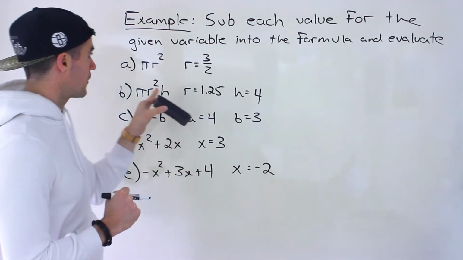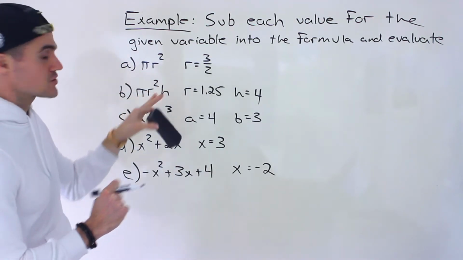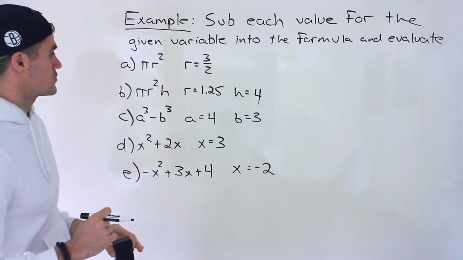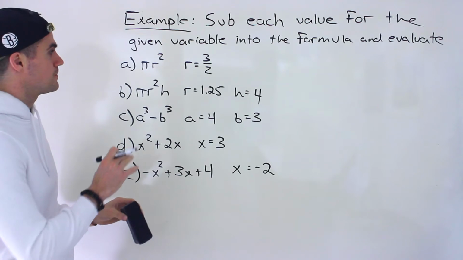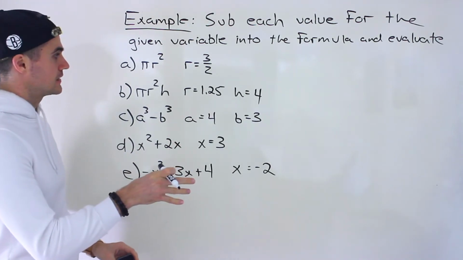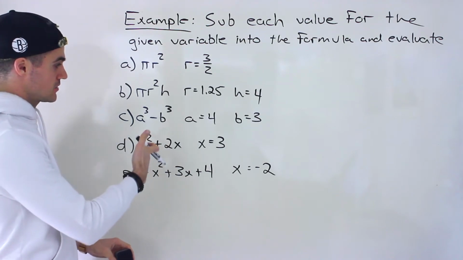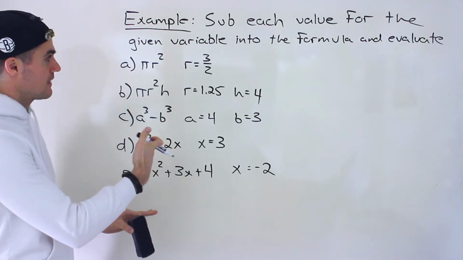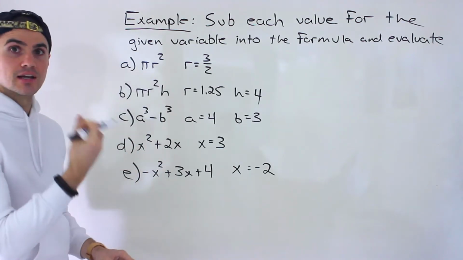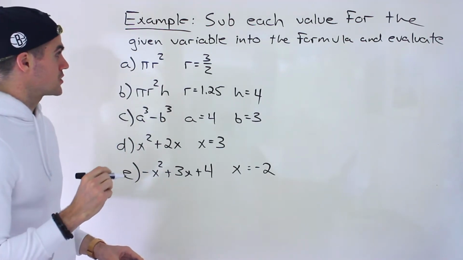All right, so starting with part A, we got pi r squared, so that's the formula, and then we have to sub in r equals 3/2. So it's just going to be some more practice with dealing with BEDMAS. Notice there's going to be different operations here, and then also exponents. Notice that all of these formulas contain exponential expressions.